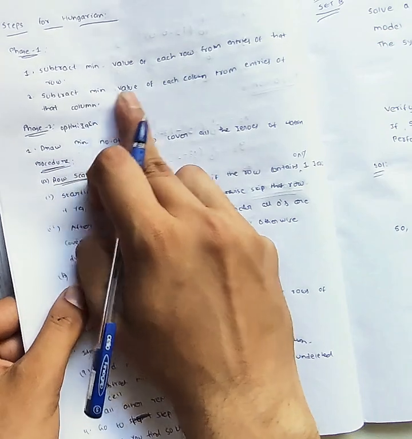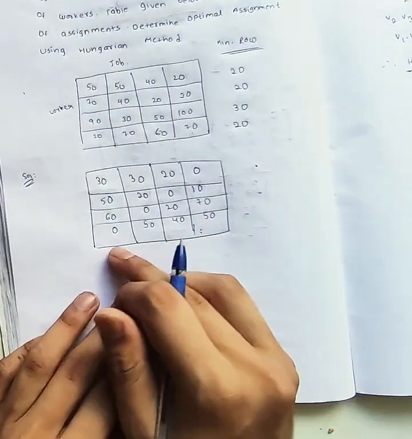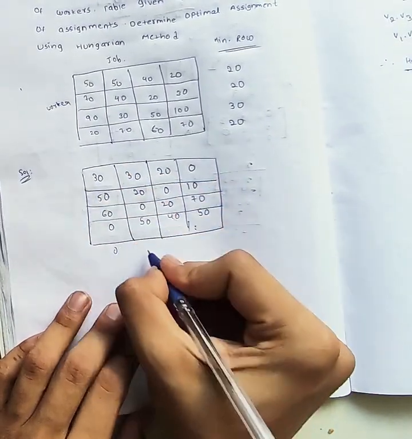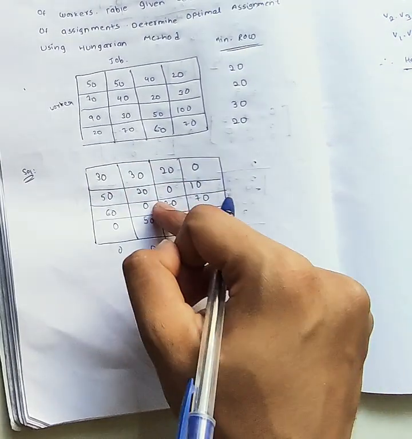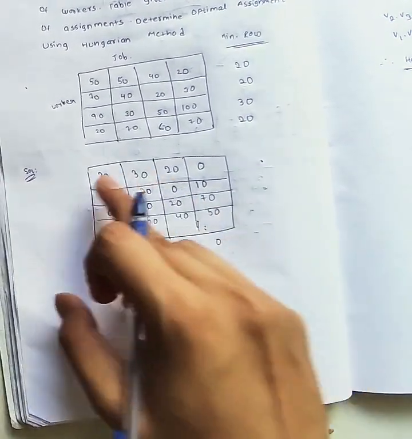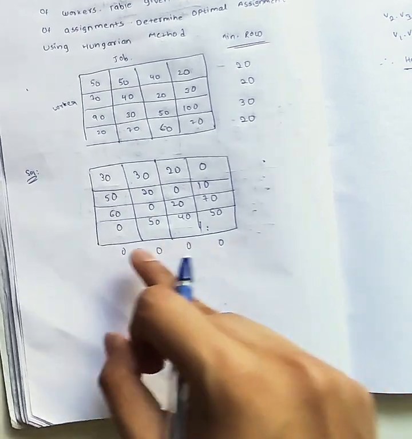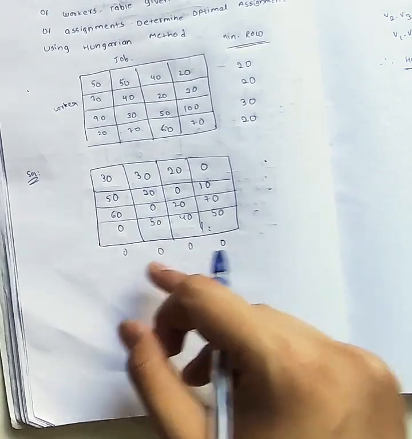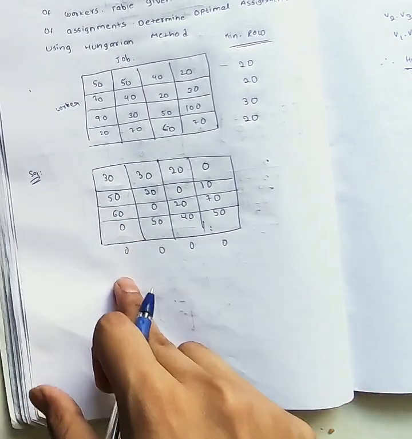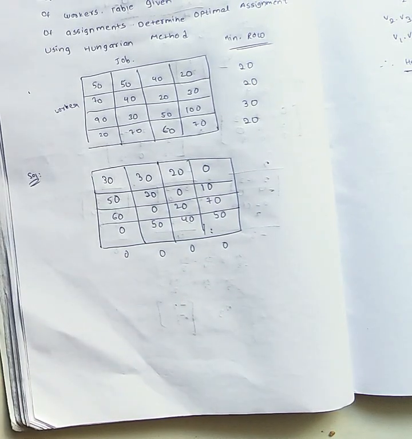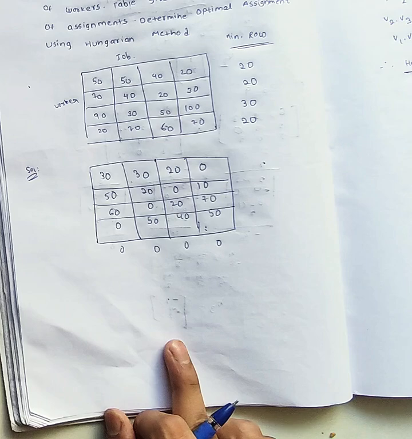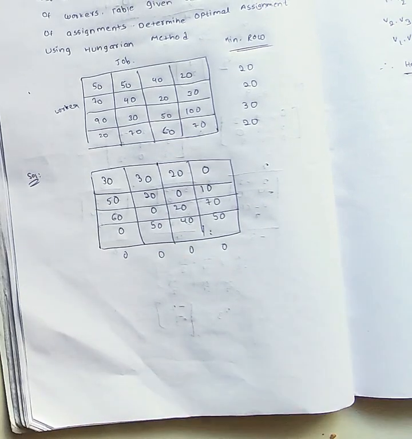Step 2: subtract the minimum value of each column. What are the minimum values of each column here? In this column 0, in this column 0, in this column 0, in this column 0. So even if you subtract, the table will be the same. If we had some value like 10 or 20, we would have to draw another table by subtracting it from the column. Here we get the same table, so I am leaving it. Phase 1 is completed.